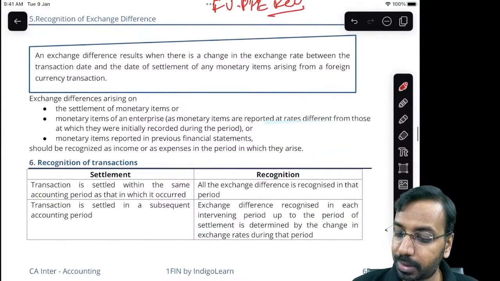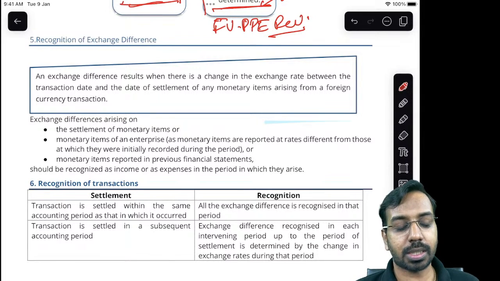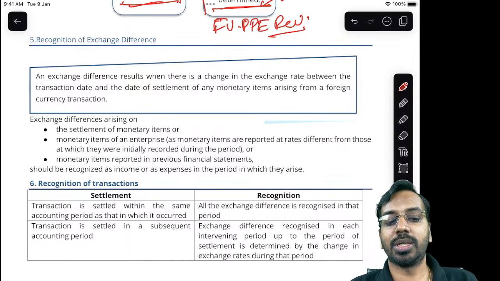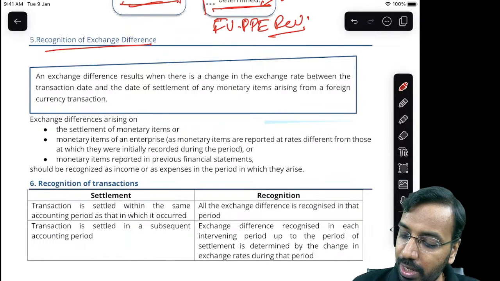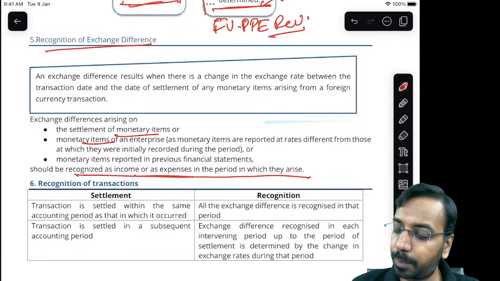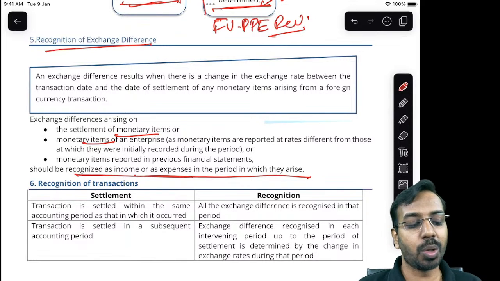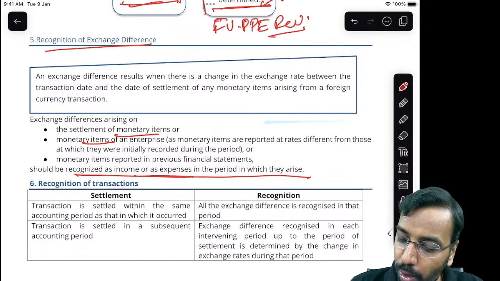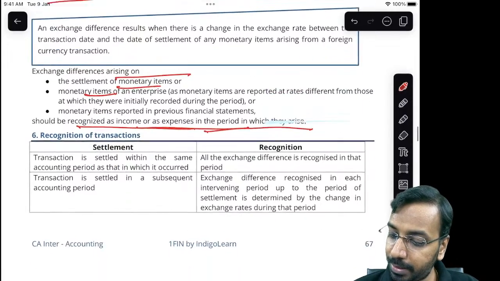Now, exchange difference. There is an exchange difference because you have reported something using one rate, and now you are reporting the same thing using another rate. Whenever there is a monetary item, you will recognize the exchange difference as income or expense in the period in which it arises. For example, on 31st of March, in the example that we took, 1000 of gain was recognized in P&L. Subsequent loss was also recognized in P&L. So for monetary items, you recognize the gain or loss in the P&L.